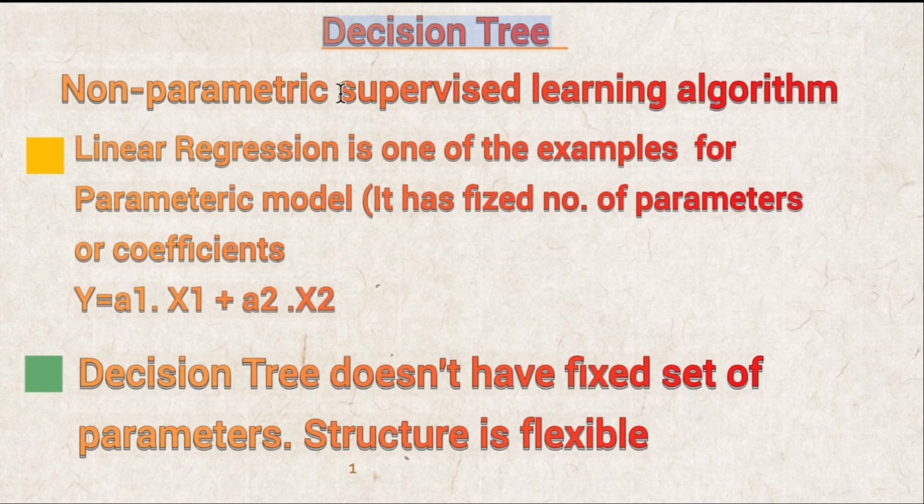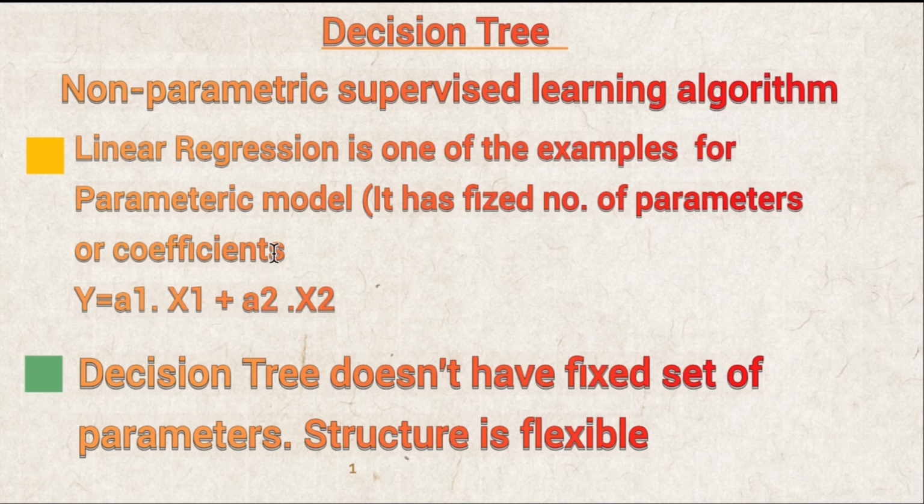A decision tree is an example of a supervised learning algorithm. It requires a data set with features along with the labels. It is also a non-parametric model, unlike other parametric models like linear regression, for example, because we have seen that linear regression has an equation with a fixed number of coefficients, let's say a1 and a2, which are nothing but the parameters.